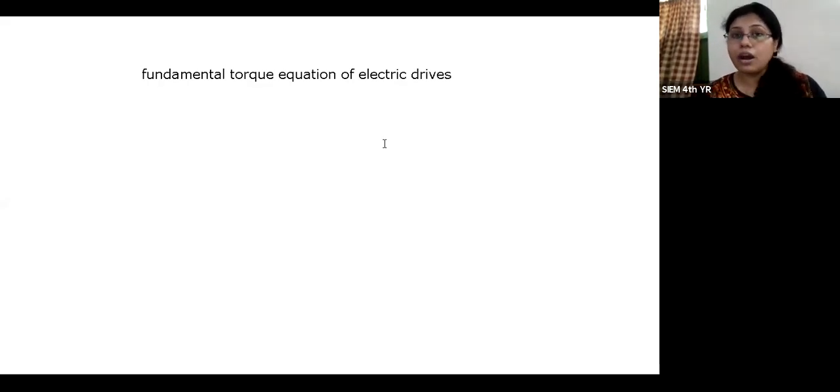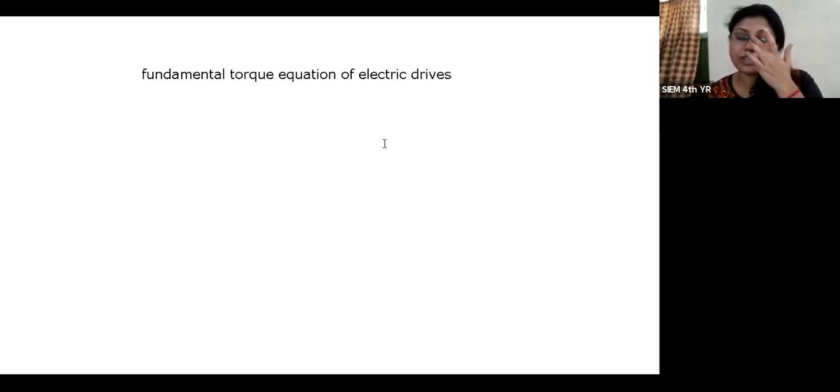Now today, whenever we are talking about the fundamental torque equation, obviously we know that the motor which we have to choose as per our operation, or as per the industrial purpose, can be either a DC motor or an AC motor. In case of AC motor, we can choose an induction motor or a synchronous motor. We know that. So first of all, we have to study the basic torque equation.